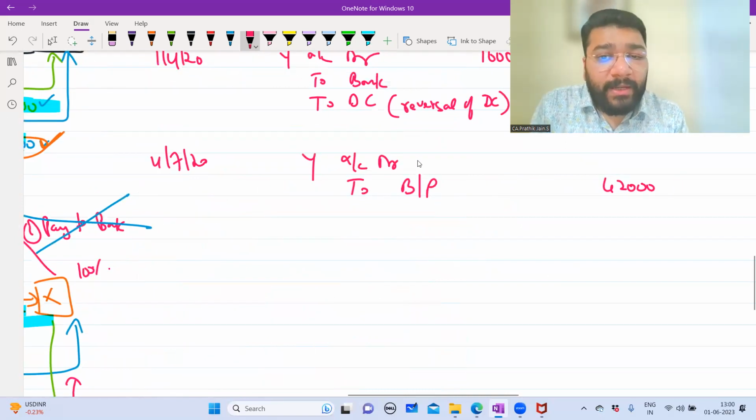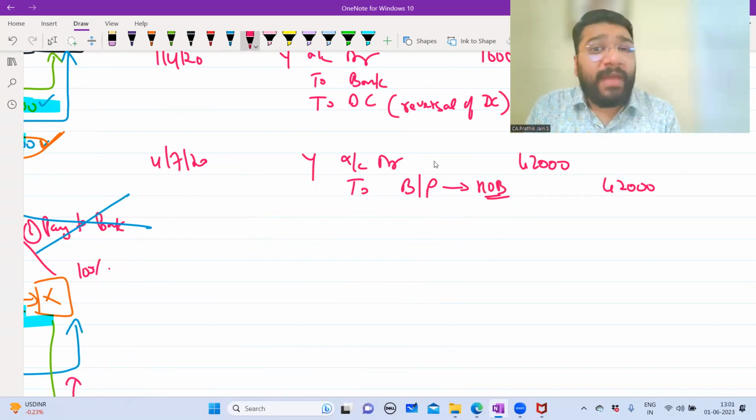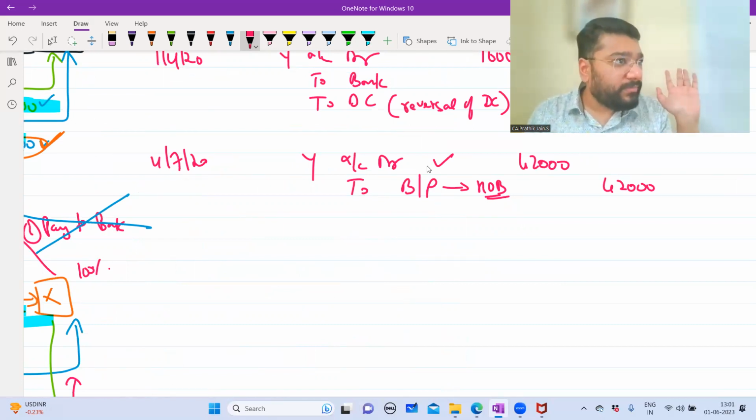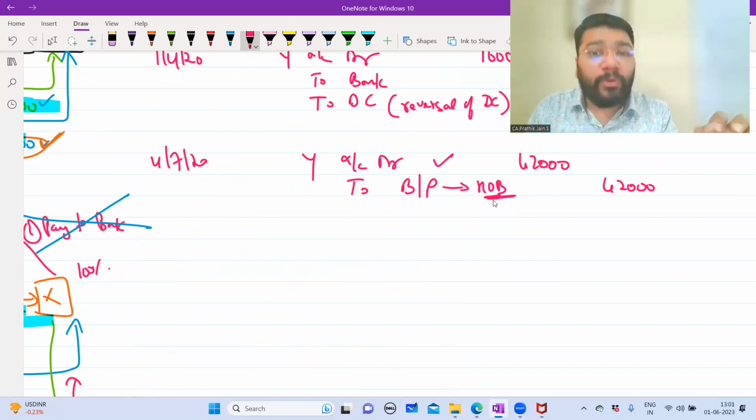Y account debit to bills payable. So 42,000 rupees, which X has to pay to the holder of the bill. This money actually has to come from whom? Y. So on the due date, we have to receive from Y. Then X will make the payment to the holder of the bill. The holder of the bill can be anybody. Doesn't matter to us. So bills payable means the money that I need to pay to the holder of the bill. But before that, on the due date, I'm supposed to receive this money from Y.